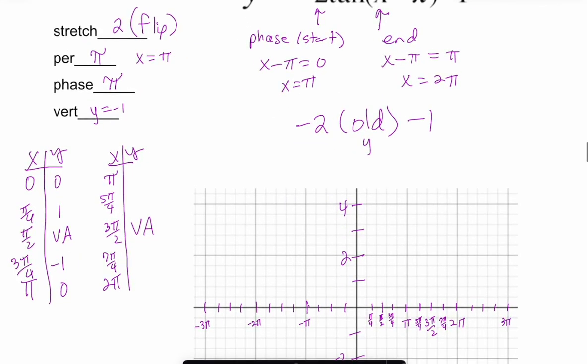So let's do that. -2 times 0 is 0, minus 1 is -1. All of the zeros should be on the midline. All of the zeros are your midline locations. Now let's do 1. -2 times 1 is -2, minus 1 is -3. And then finally here, -2 times -1 is 2. 2 minus 1 is 1.